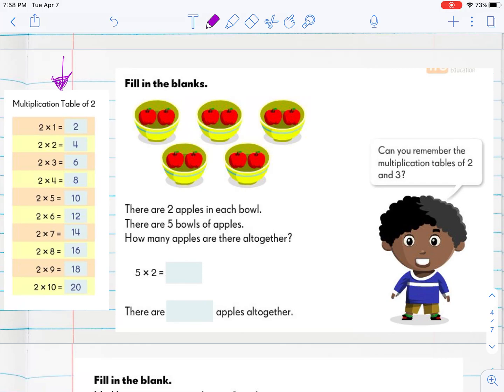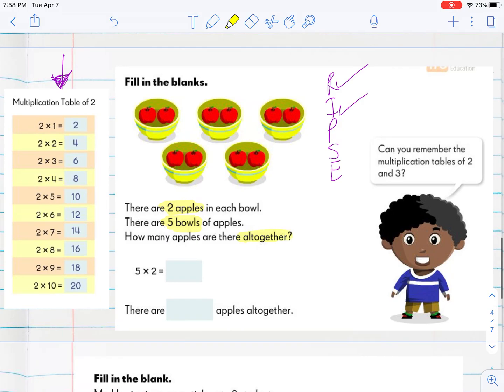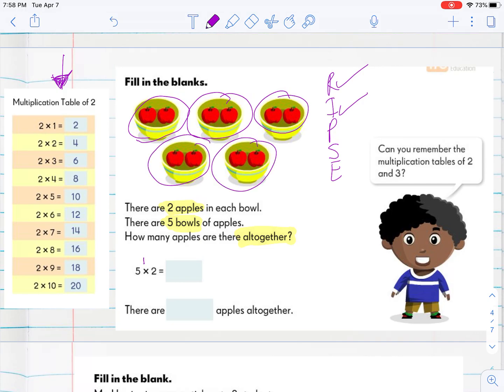So if I'm thinking about Ripsy, I'm thinking about reading the problem, I'm going to go ahead and investigate. I have 2 apples in each bowl, and there are 5 bowls of apples. How many apples are there all together? Okay, so again, very nicely, they already have shown us that there are 5 groups of 2. They've drawn that for us, right? Remember that this multiplication symbol means the same as groups of.